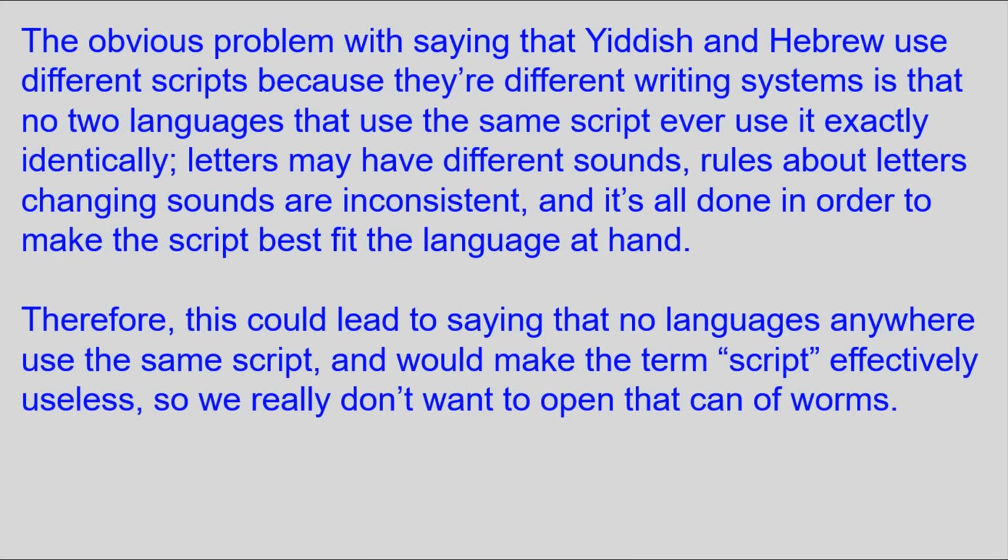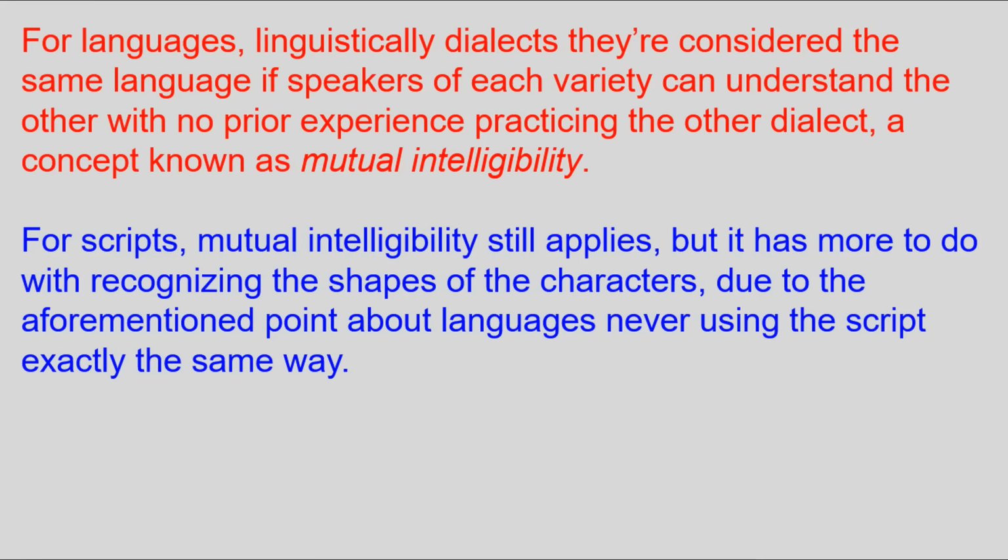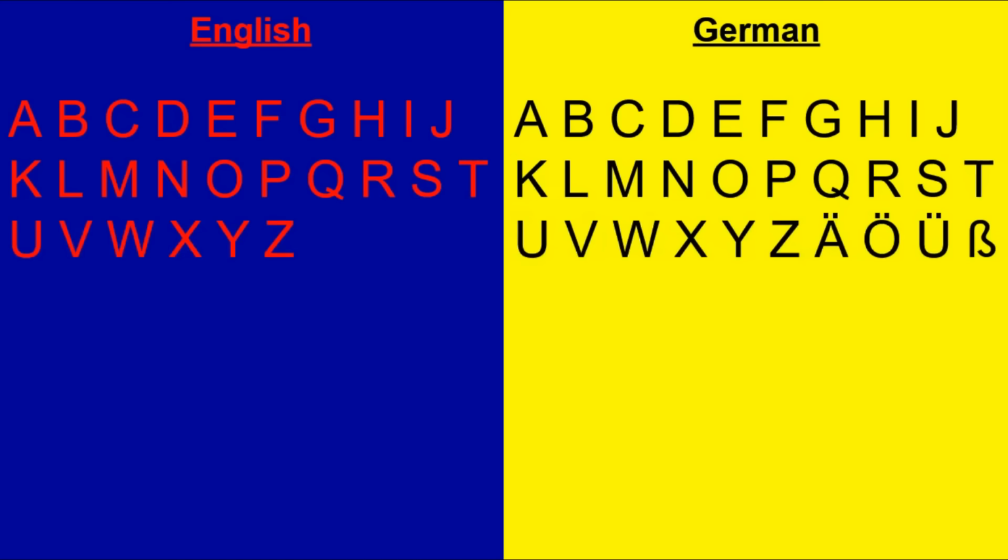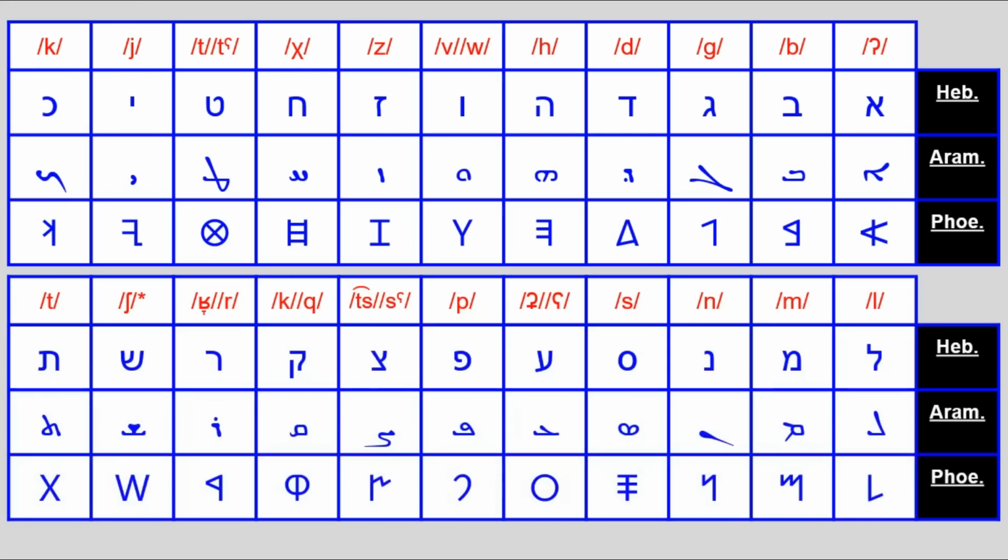Individual letters may have different sounds and rules in order to best serve their spoken language, so if we went down that slippery slope, we'd have to say that no languages ever share a script. So all the confusion and sarcasm aside, what actually makes scripts the same or different? It's honestly pretty similar to languages. There's the baseline requirement of mutual intelligibility, although here it's with letter recognition rather than understanding speech. Generally with scripts, if the majority of the characters used in a constant typeface are the same shape, they'll be called the same script, but if it just looks like a bunch of squiggles, it's different.